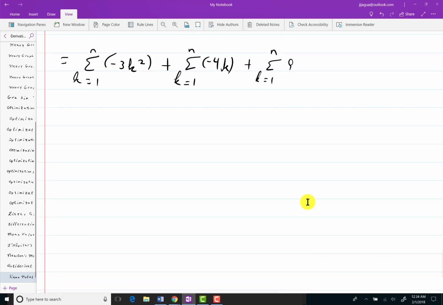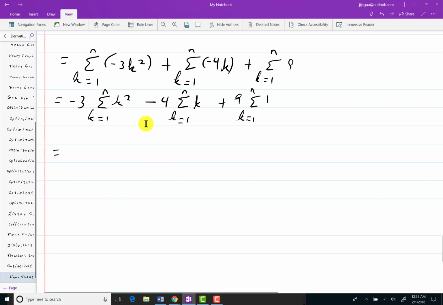Now I'll do like I did with the other ones. I'm going to factor out these coefficients. This will be negative 3 times the sum k equals 1 to n of k squared minus 4 times the sum k equals 1 to n of k plus 9 times the sum k equals 1 to n of 1.